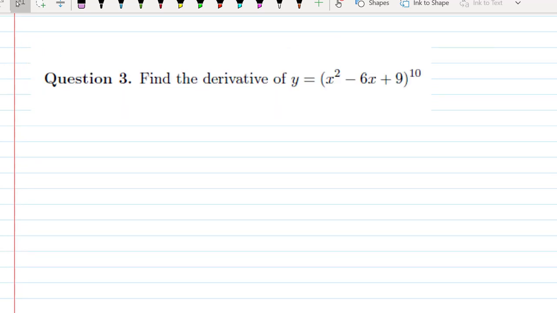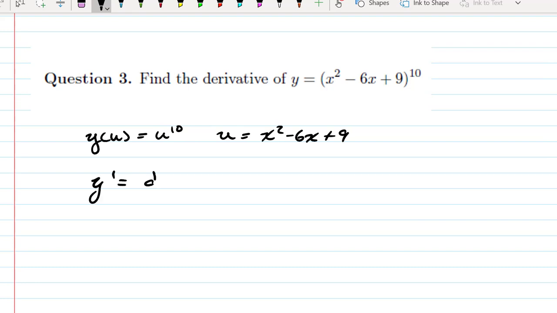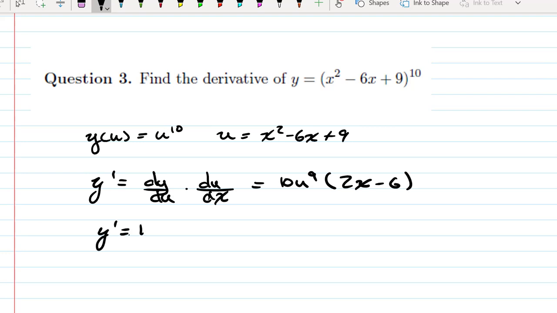All right, so to calculate this derivative, we're going to need to use the chain rule. So we have y of u is going to be u to the 10th, and our u is going to be x squared minus 6x plus 9. So then y prime is dy/du times du/dx. So dy/du is going to be 10u to the 9th, times du/dx, which is 2x minus 6. So then substituting back in, we have x squared minus 6x plus 9 times 2x minus 6.